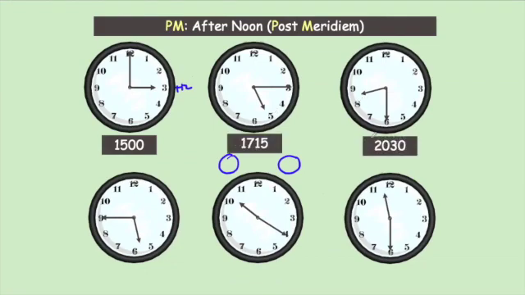8 plus 12 is 2030. 5 plus 12 is 1745. 10 plus 12 is 2220. And 11 plus 12 is 2330.